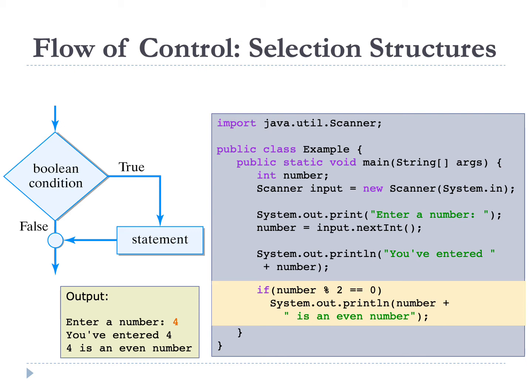You can try and run the full code. See that we enter the value 4. It will display you have entered 4, and also 4 is an even number. If we run this program again and enter the value 3, it will display you have entered 3, and that is all. We will learn how to write these if-else statements and the condition and also the expressions.